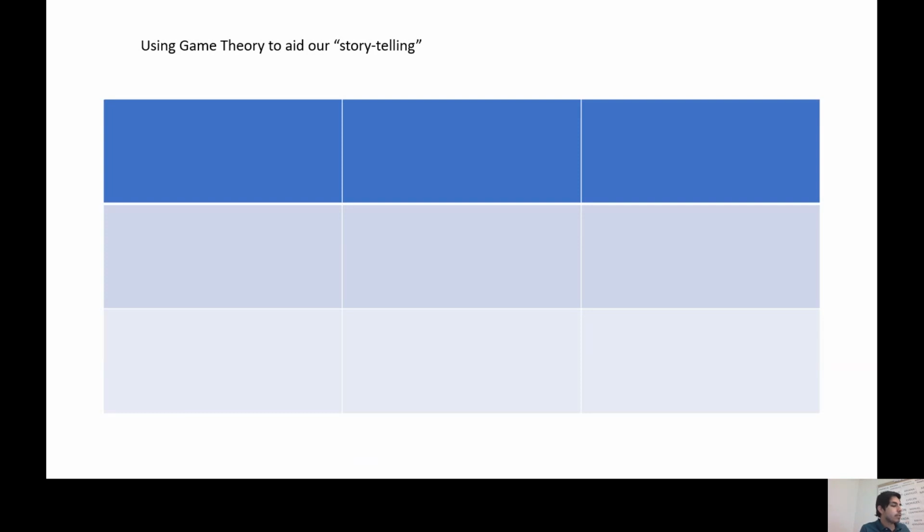And now we're actually going to use this game theoretic concept of the prisoner's dilemma, specifically, to tell an important story about climate change as well.